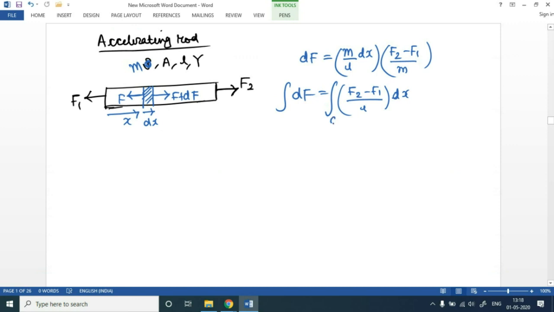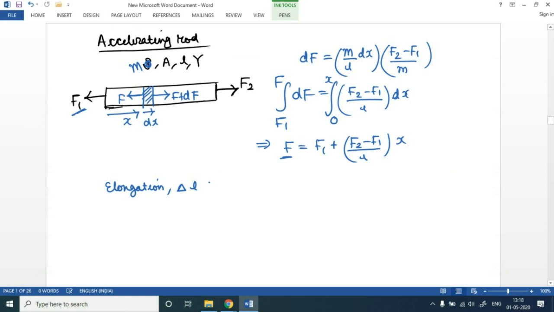Okay, and if we integrate it with the proper value over here, let's say for example at x is equal to 0, the value of f is nothing but f1, and we are trying to find out the value of f as a function of x. So this will simply give us f is equal to f1 plus (f2 minus f1) upon L into x over here.